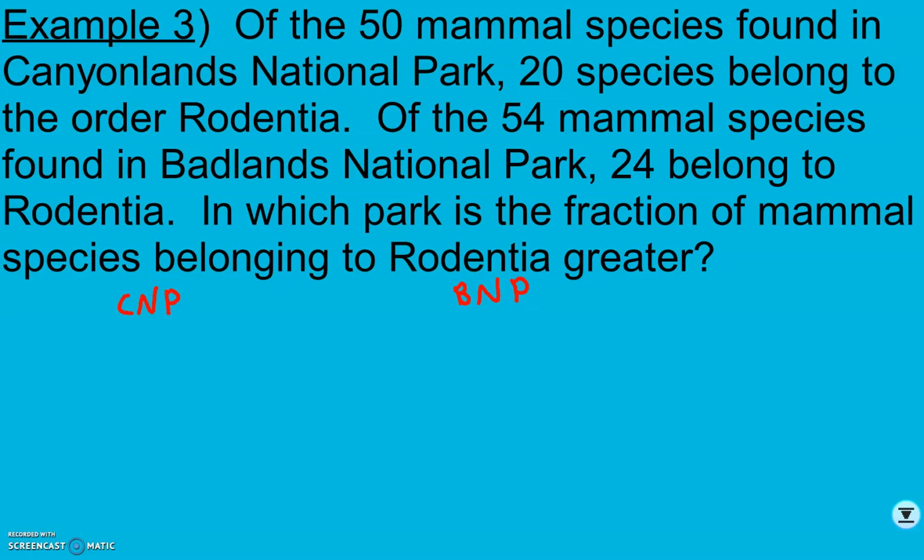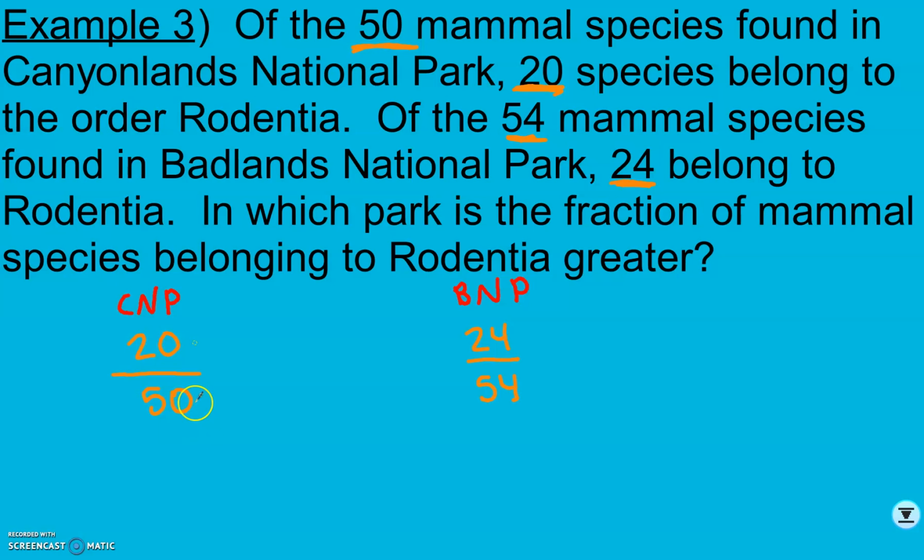So we want the fraction of mammals that are in Rodentia. So in Canyonlands, we have 20 out of 50. So 20 out of a total of 50. And in Badlands, we have 24 out of 54. We want to know here which one is greater. So the first thing I'm going to do is simplify my fractions here to make it a little bit easier to work with.